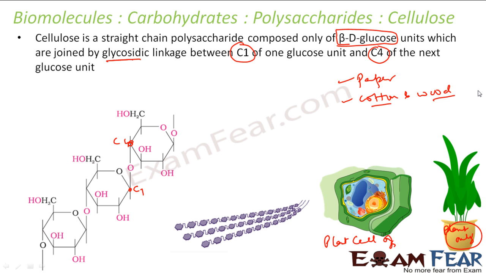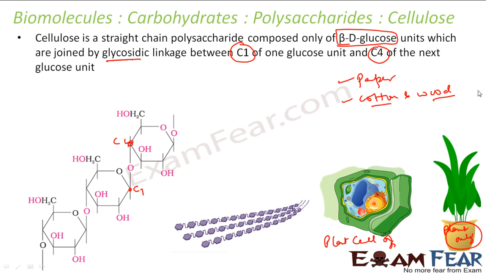Humans can't digest cellulose. It is used as dietary fiber. But some animals can digest this cellulose. For humans, it can't be digested, but it is used as dietary fiber to improve digestion. This was discovered by a French chemist in 1838, and it was isolated from plants.